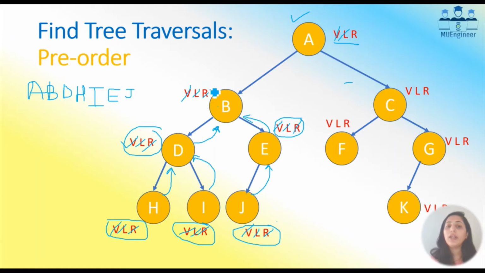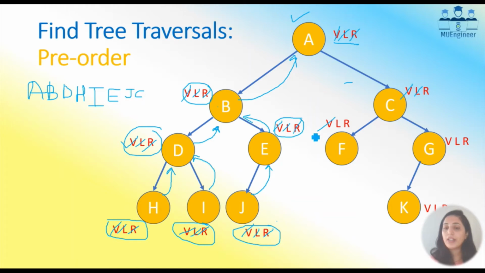So at B we return, but at B also all are done. So I will go back to parent. So that means I'm reaching A. At A I have already done V and L, but R is remaining. So I will just do R and I'm going to the right child, that is C. At C what I'm doing is first visit the node. So I will write C. Then go to the left of C, that is F.